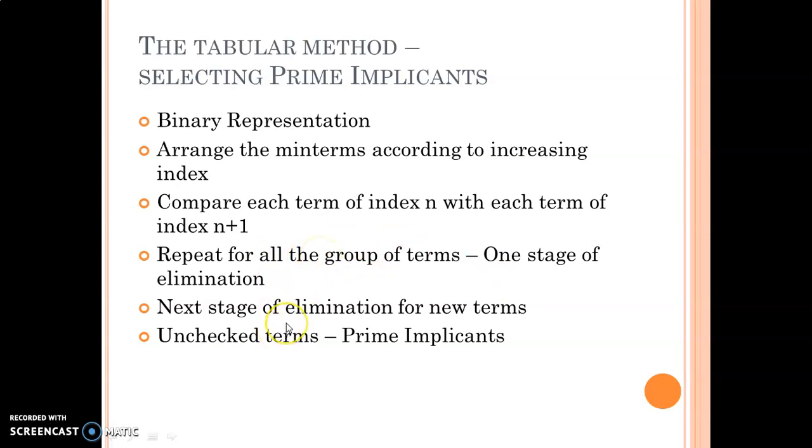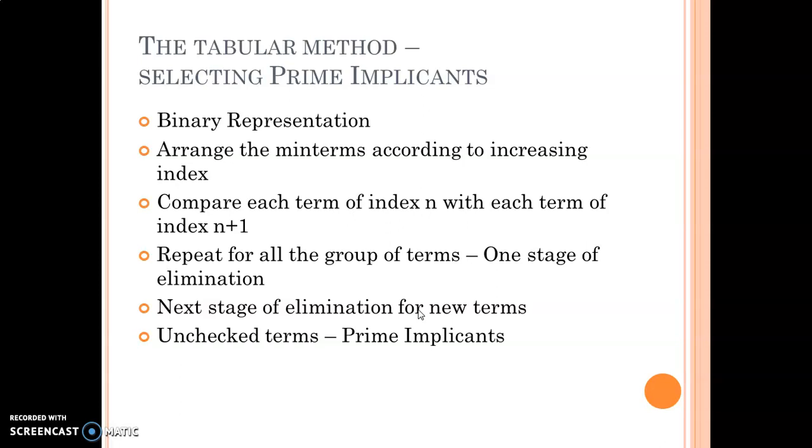The next stage of elimination can be obtained by using the new terms. In this stage, two terms can be combined only when they differ only by 1 bit position. The cycle has to be continued until no new term can be found, no further elimination is obtained. So all the terms which remain unchecked during this process are to be considered as prime implicants. So these are the steps which are to be involved in finding the prime implicants.